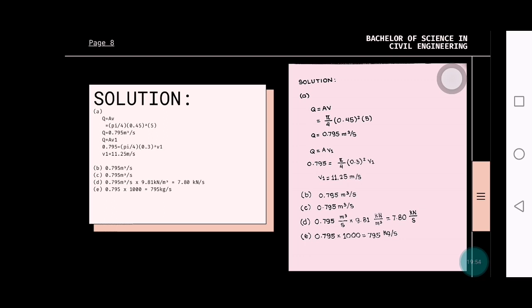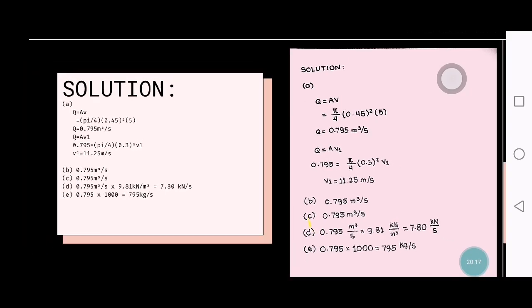Then the weight flow rate, which formula is weight flow rate is equals to weight density times Q, the discharge. So 1,000. So our answer is 795 kg per second. That is my solution for today.